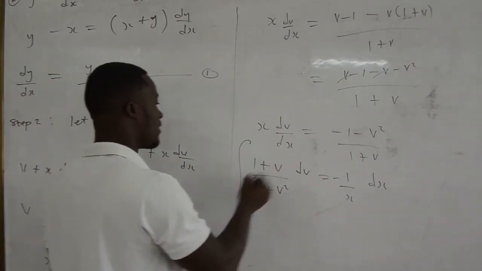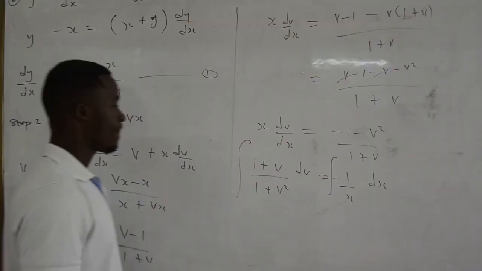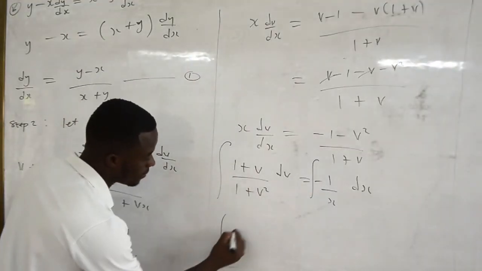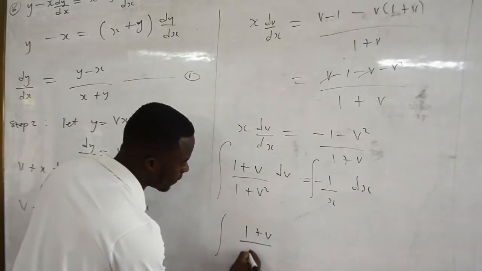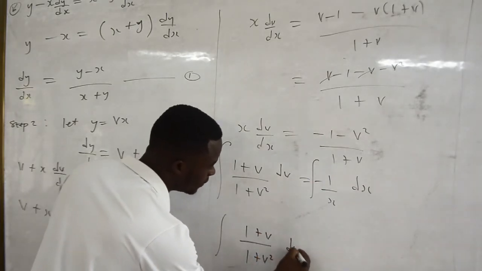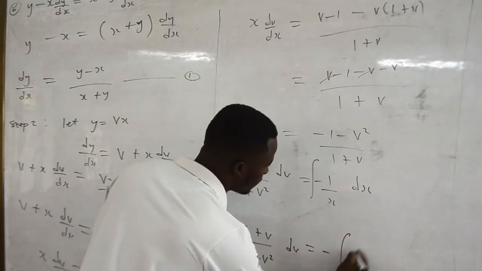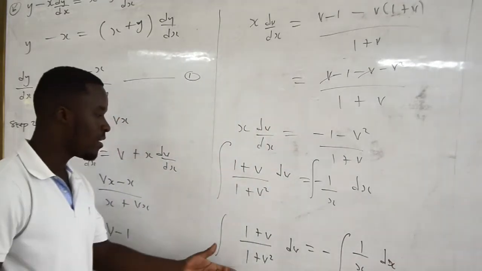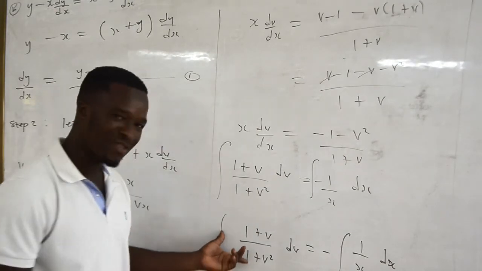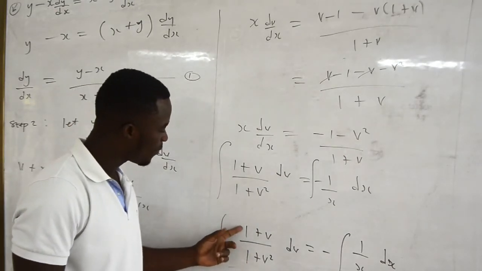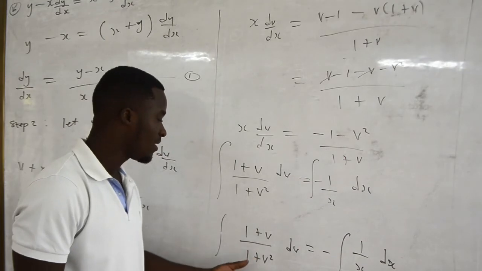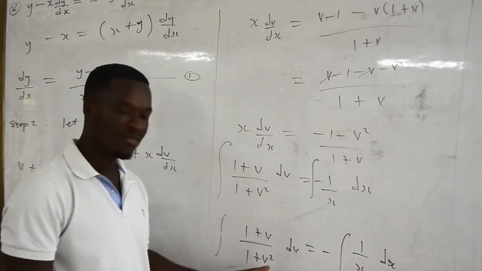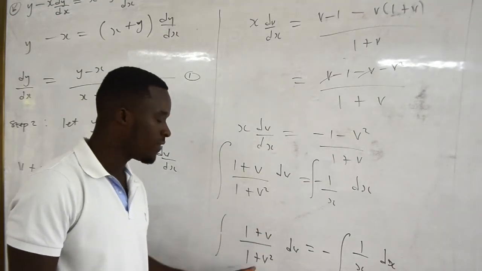Then I'll integrate this side. So this one, I can even put the negative out. Now I have something like (1 plus v) all over (1 plus v squared) dv is equal to negative 1 over x dx. Good. But for this side, you see that we have (1 plus v) all over (1 plus v squared). Then I can even split this one in terms of 1 over (1 plus v squared) plus v over (1 plus v squared).